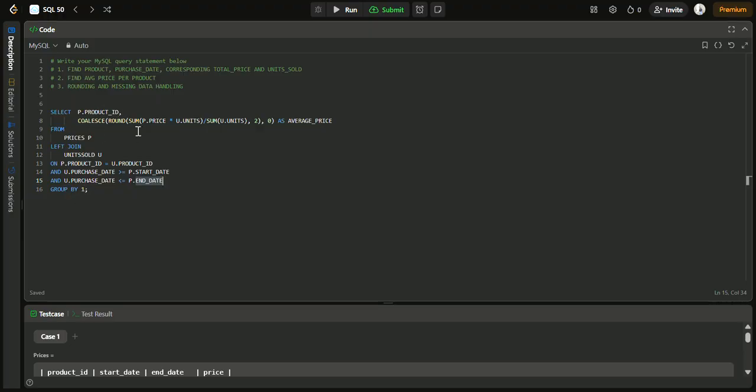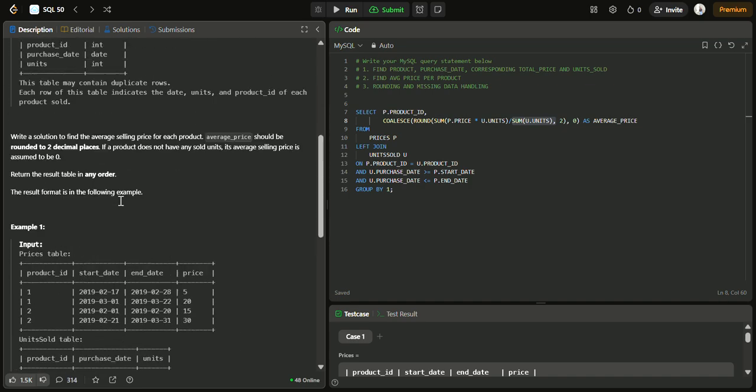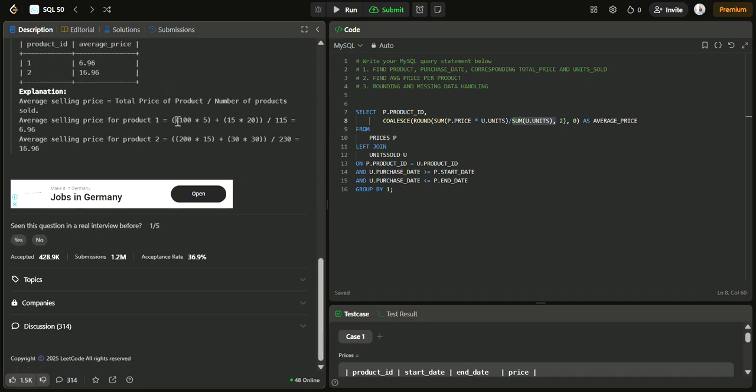Now, what we are doing, first we are finding the total price. Total price we will find by multiplying the price with its units. After that, we are dividing it by total number of units. That's the definition given for average price here. If you check the description once more, here is the description given. So it is the price into total number of units divided by total number of units. So that's exactly what we are doing here.